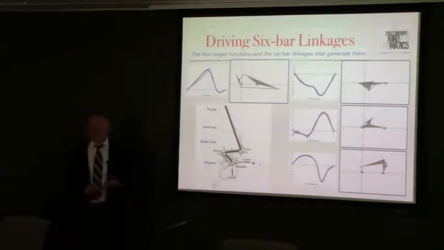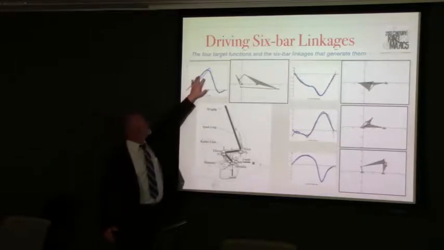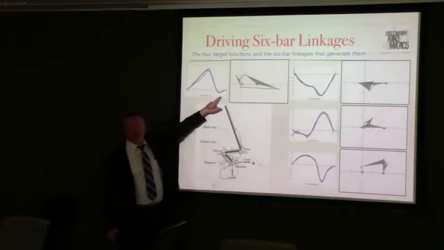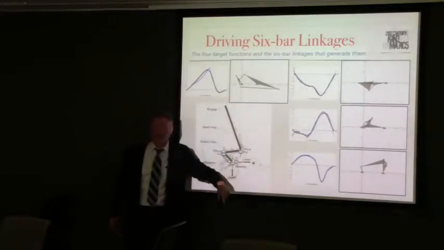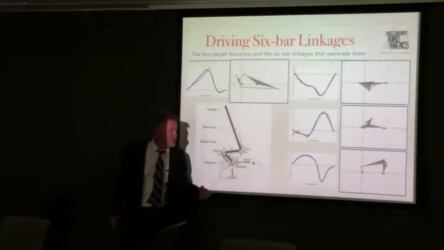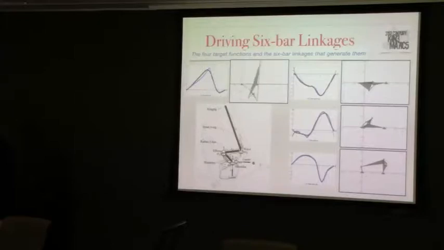Then what we do is we sample it like we did before. We take 11 locations on that curve, and we calculate the linkage that will achieve that input-output function. And what we get is this. So there's one. So these are 4 different linkages.